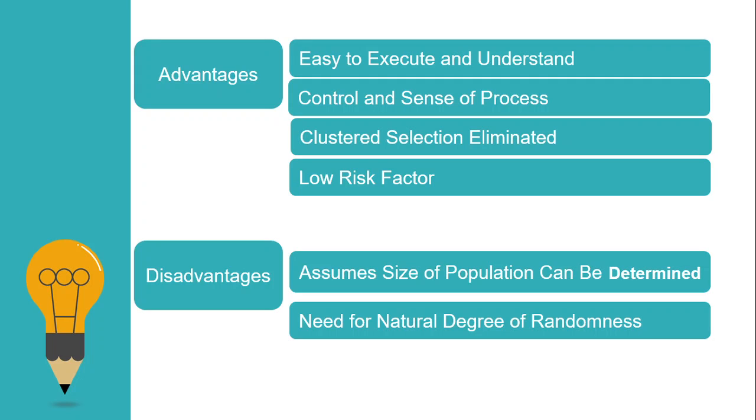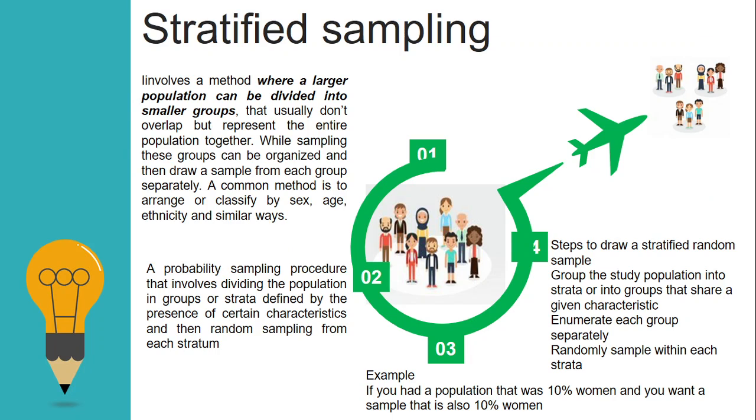A need for a natural degree of randomness. A population needs to exhibit a natural degree of randomness along the chosen metric. So if the population has a type of standardized pattern, the risk of accidentally choosing very common cases is more apparent, and it will be a little bit difficult. So this is also a disadvantage of systematic sampling.